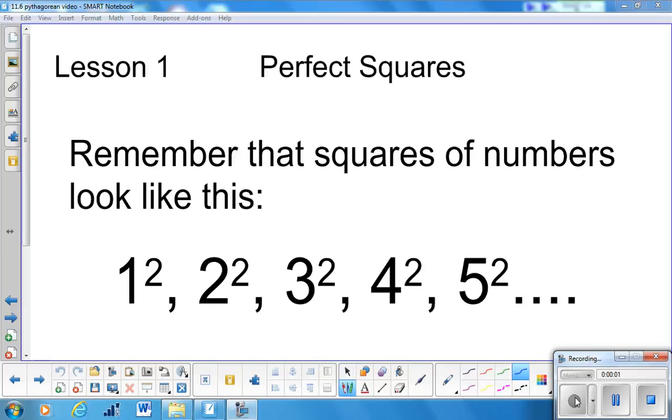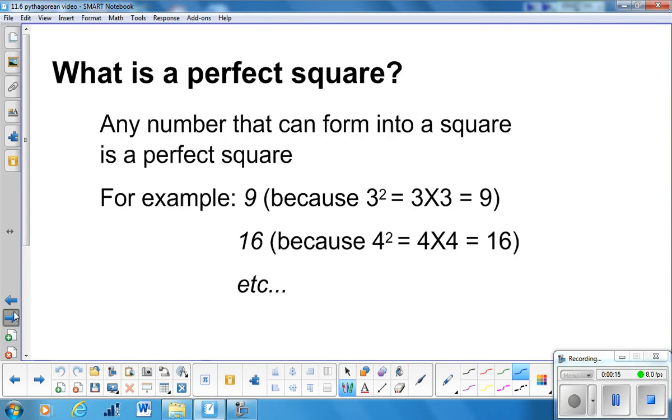Math 11, Outcome 11.6, Lesson 1, Perfect Squares. Remember that squares of numbers look like this: 1 squared, 2 squared, 3 squared, 4 squared, 5 squared, and so on. What is a perfect square?